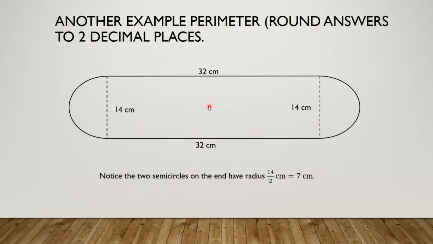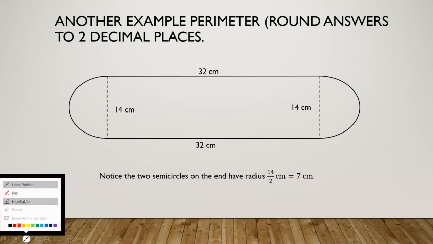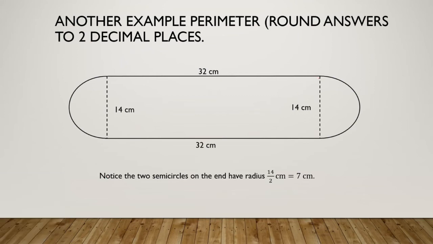Okay. But what about the semicircles? Well, again, think about the original circle. This came from a circle whose diameter was 14 centimeters. So the radius of the original circle was, wait, maybe this will help. For the original circle, bear with me, the radius would be 7 centimeters.